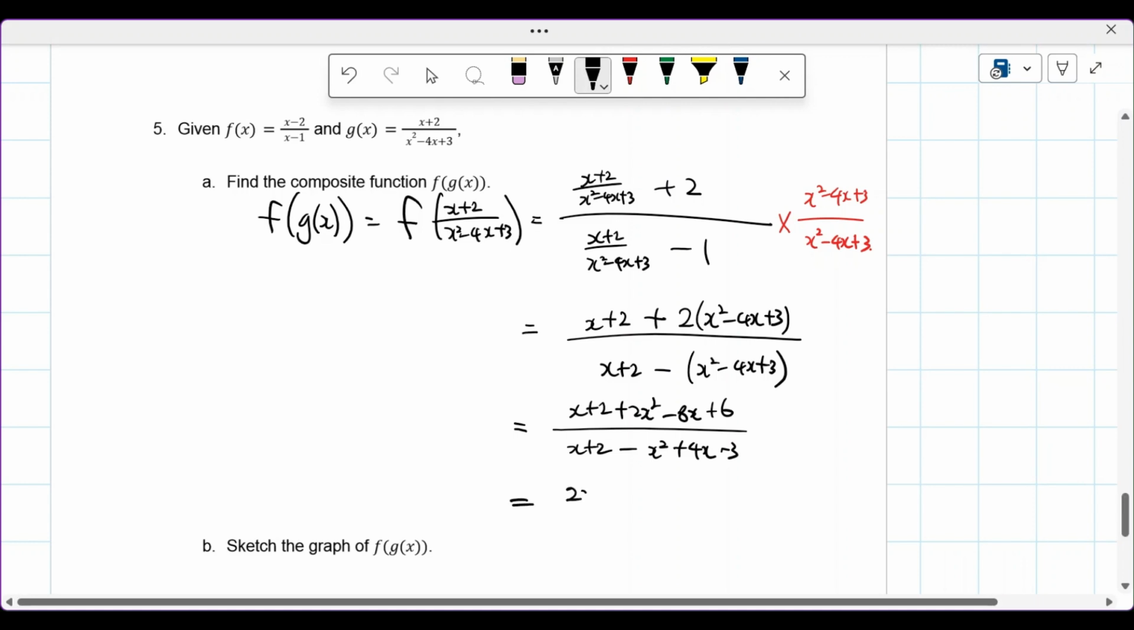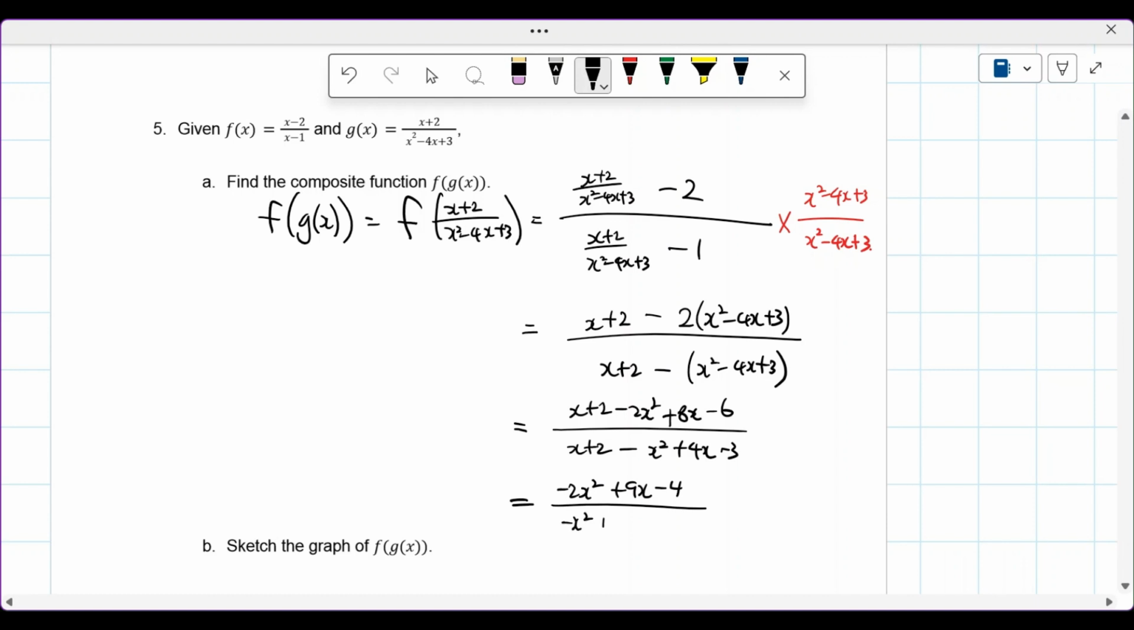If I collect like terms, it becomes 2x squared. Sorry, it's going to be minus 2 plus 1. My bad. Minus 2 minus 1. Sorry. But now let's collect like terms. It's going to be negative 2x squared plus 9x minus 4 divided by negative x squared plus 5x minus 1.